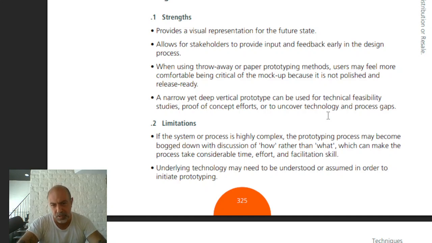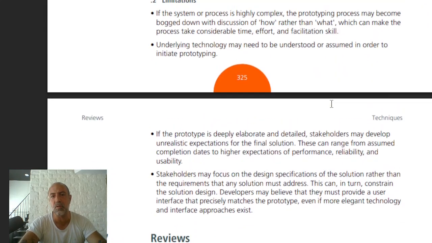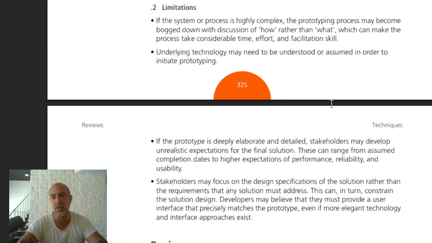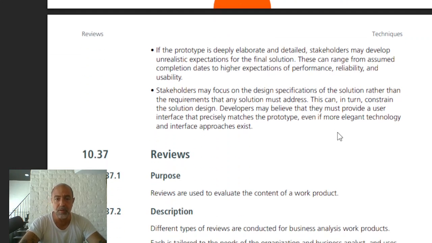Limitations: if the system or process is highly complex, the prototyping process may become bogged down with a discussion of how rather than what, which can make the process take considerable time, because once you start talking about how, then ultimately you're beyond the prototype. You're no longer thinking about getting something done quickly. Underlying technology may need to be understood or assumed in order to initiate prototyping. If the prototype is deeply elaborate and detailed, stakeholders may develop unrealistic expectations of the final solution.